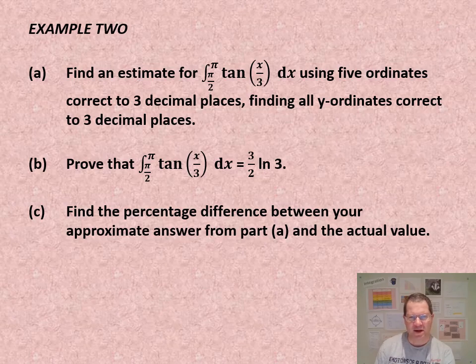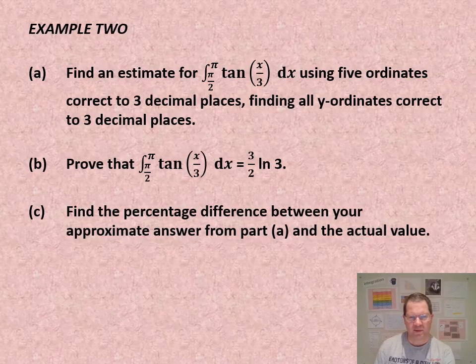Anyway, focusing on part A, find an estimate for the integral between pi over 2 and pi of tan x over 3 dx using 5 ordinates. That's 5 x values. That means 4 trapezia. Correct to 3 decimal places, finding all the y ordinates correct to 3 decimal places.